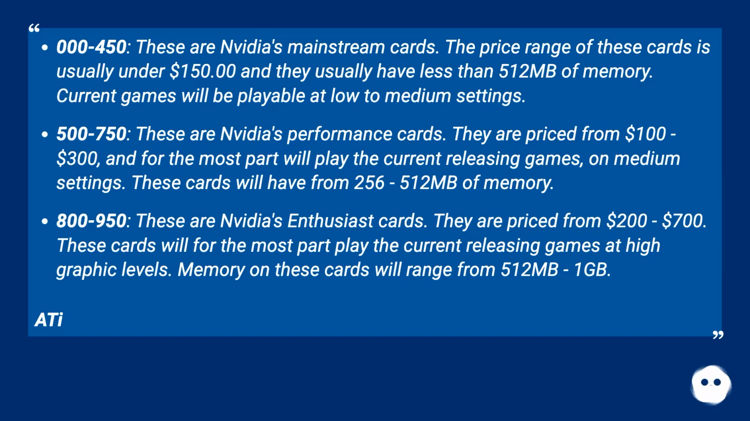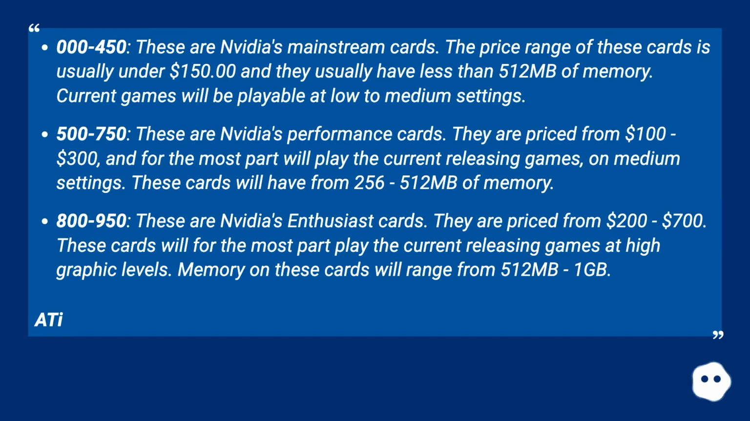500 to 750, these are NVIDIA's performance cards. They are priced from $100 to $300 and for the most part will play the current releasing games on medium settings. These cards will have from 256 to 512 MB of memory. 800 to 950, these are NVIDIA's enthusiast cards. They are priced from $200 to $700. These cards will for the most part play the current releasing games at high graphic levels. Memory on these cards will range from 512 MB to 1 GB.